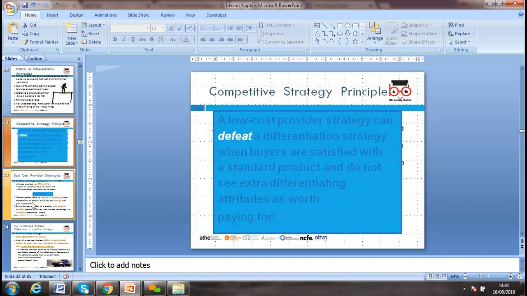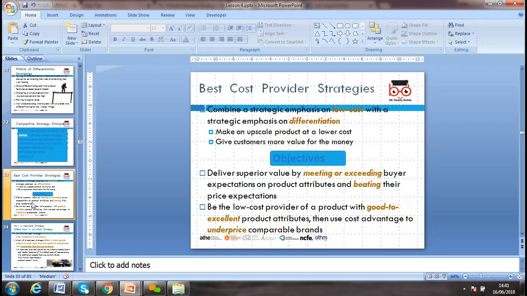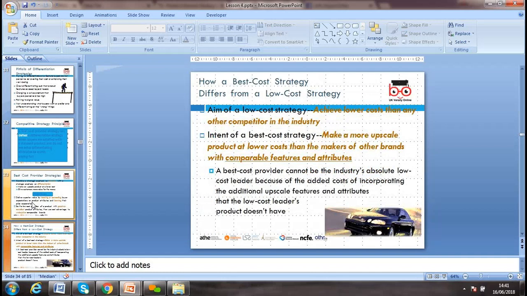Competitive strategies principle: a lower cost provider can be defeated by differentiation when the buyers are not satisfied with the standard product and see the extra differentiated attributes as worth paying for. So for the low cost provider, we lower the cost, but we cannot just focus on cost. Everyone may be focusing on cost. Maybe we have a different approach, like fashion shops. They focus more on new design, more on fashion, like Zara store, but the other stores focus on the price. So we need to look around.